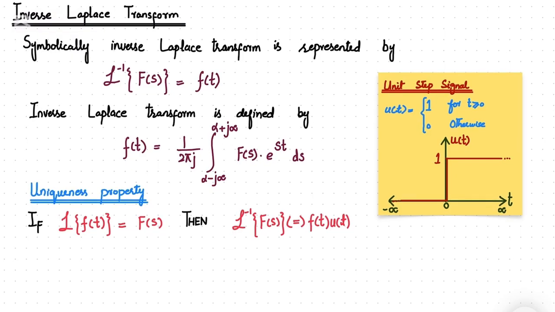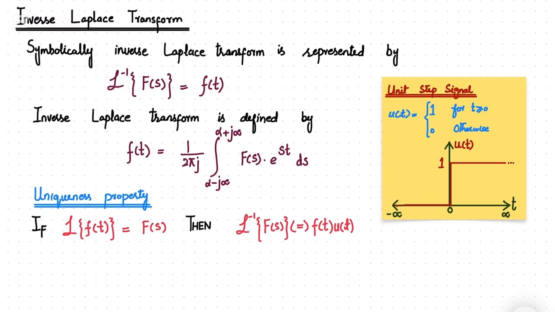How do we calculate the inverse Laplace transform? Symbolically, we represent the inverse Laplace transform by Laplace inverse, this fancy L, Laplace inverse of F of s, and it results in the time domain function f of t. The formula used to calculate the inverse Laplace transform is this complex formula: 1 over 2 pi j, integration limit from alpha minus j infinity to alpha plus j infinity, of F of s multiplied by e raised to power st ds.